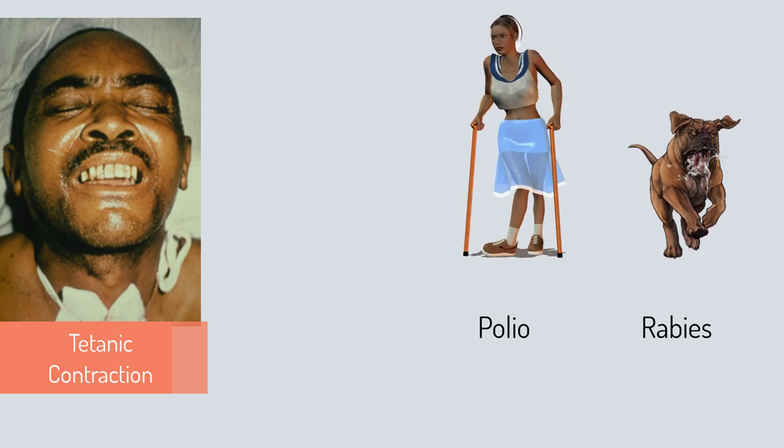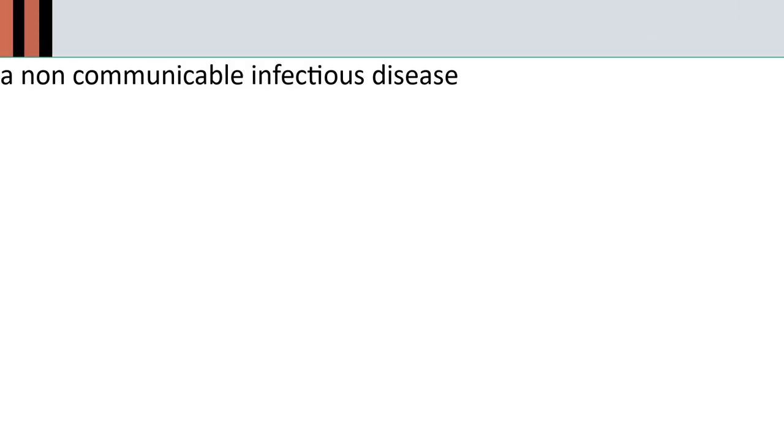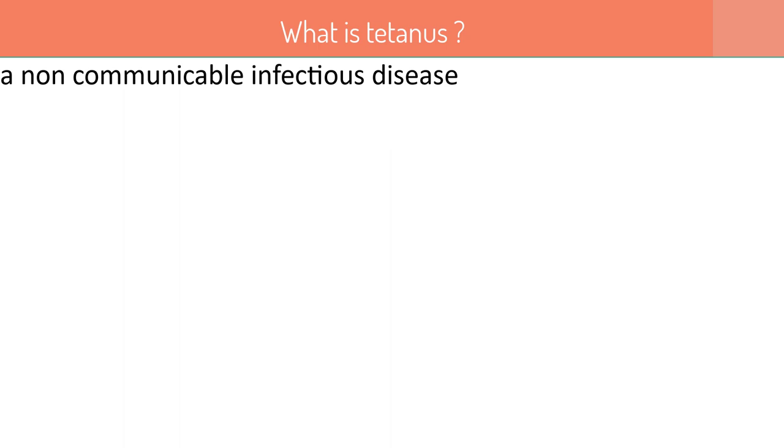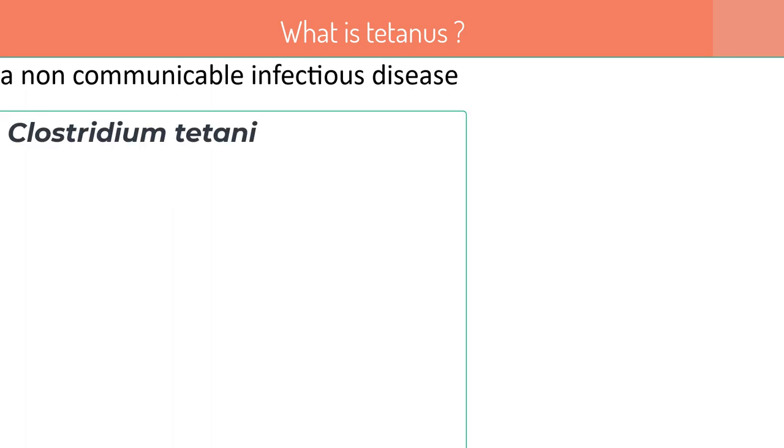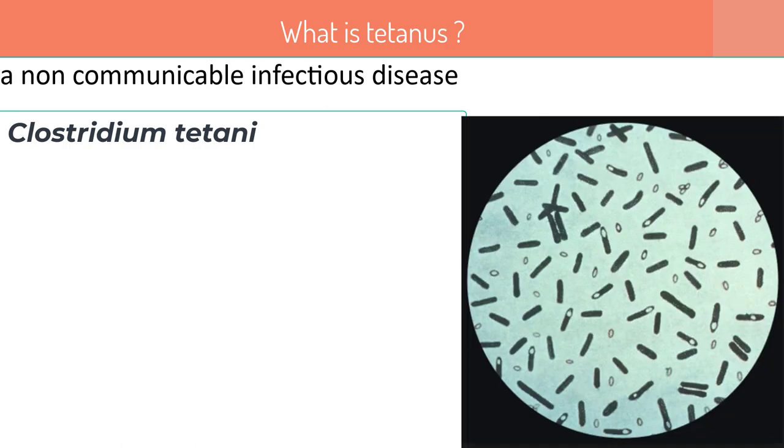So basically, what's tetanus? Tetanus is a non-communicable infectious disease, since you do not communicate the disease from one person to another, or you don't get the infection from anyone else but from within yourself. And it's caused by an organism named Clostridium tetani. Now we'll be discussing briefly the causative organism of tetanus, called Clostridium tetani.